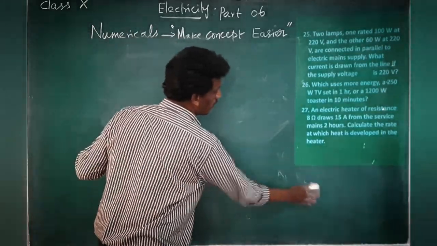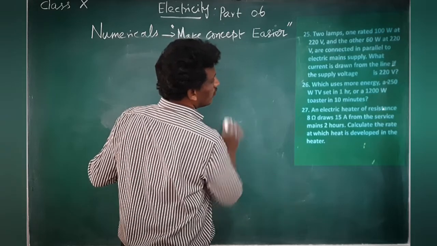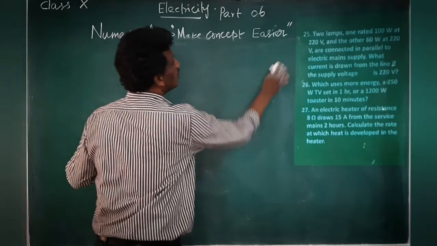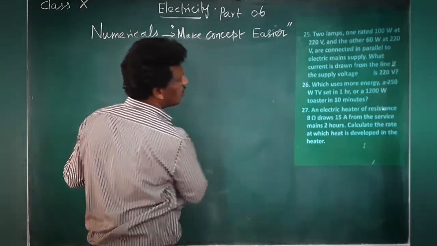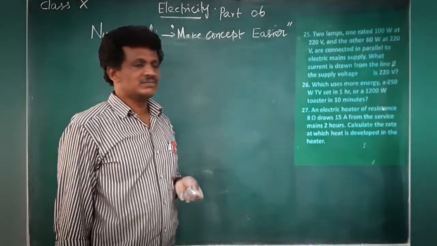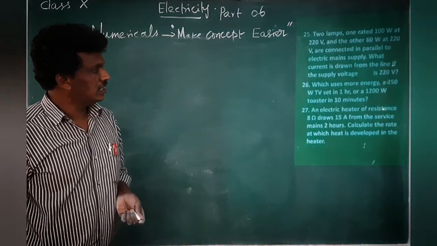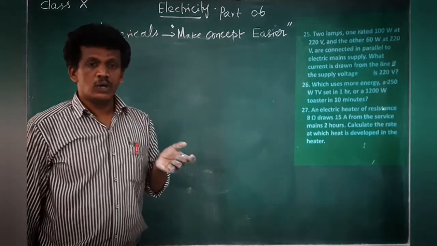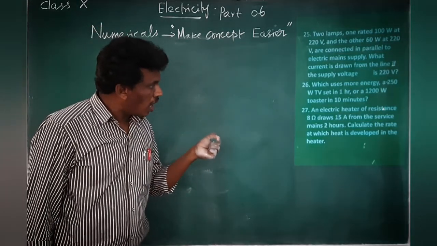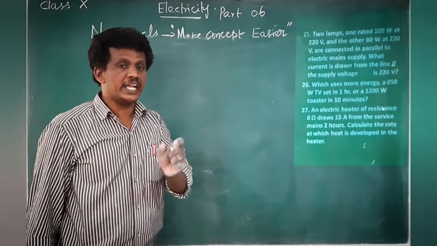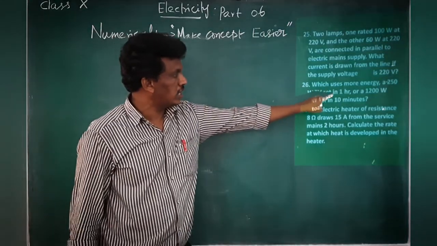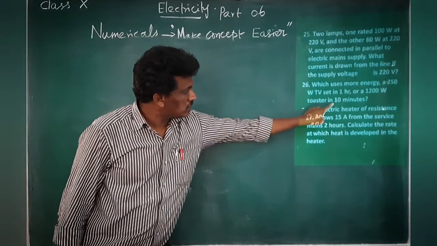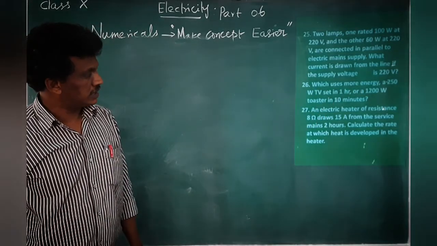I don't think any help record is needed for you. What they are asking: which one uses more energy? Energy in terms of power, what is that? Power into time. Power into time is energy. When you are calculating the energy here, what you have to do? The power is in watt, time is in second. So carefully you have to do it. The first one is in hour, so 1 into 60 into 60 seconds. The second part is 10 minutes, 10 into 60 seconds.